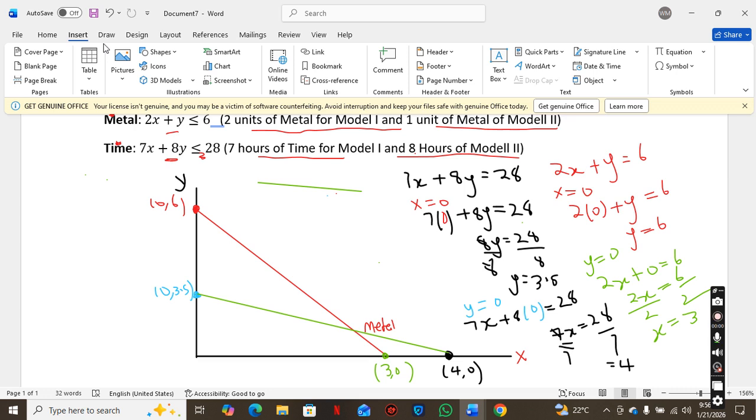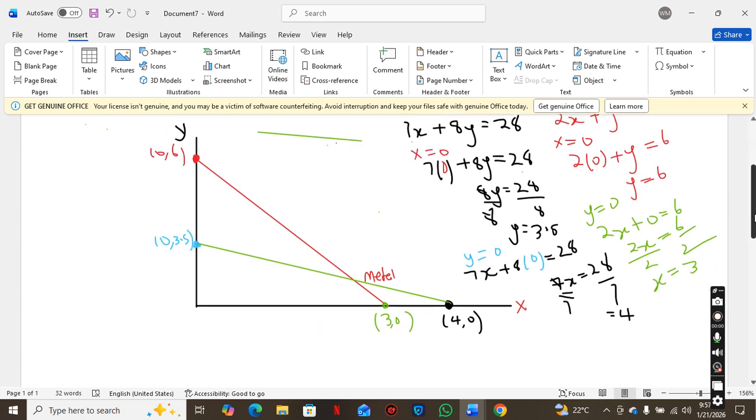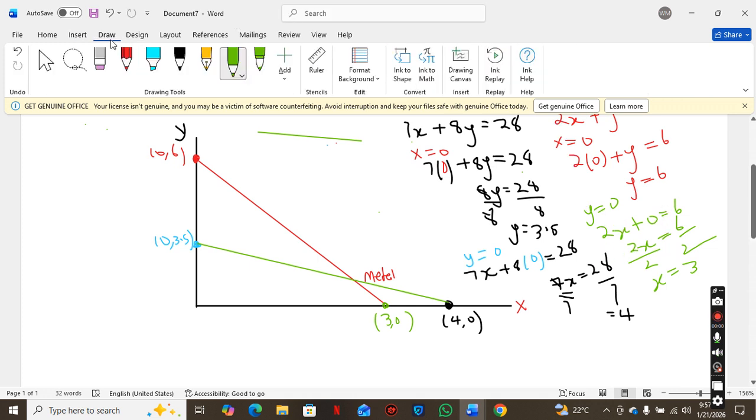Okay. So here on this graph, we are going to look for the feasible region. Okay, the feasible region is what you can make with your constraints. So the feasible region is the region below where both lines intersect. Okay, so let me shade the feasible region here. Just look for where the lines intersect, and then that region below.